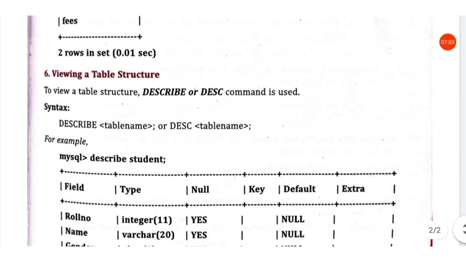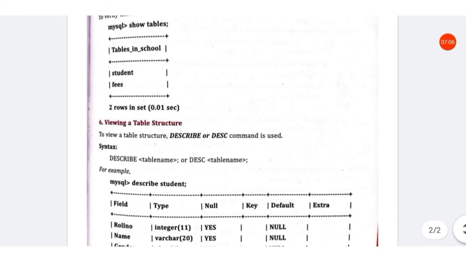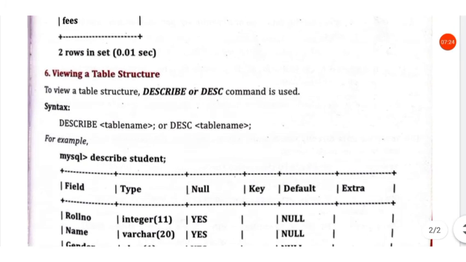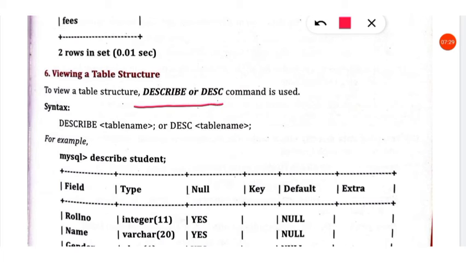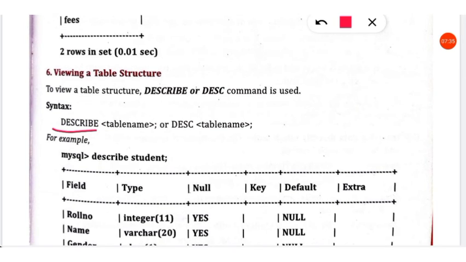Then to view the structure of a table, that is, which is the primary key, what are the data types of each column, which column allows null. All these things come under the structure of a table. To view the structure of a table, we have the command describe or DESC. So we write it as describe table name semicolon or DESC table name semicolon.